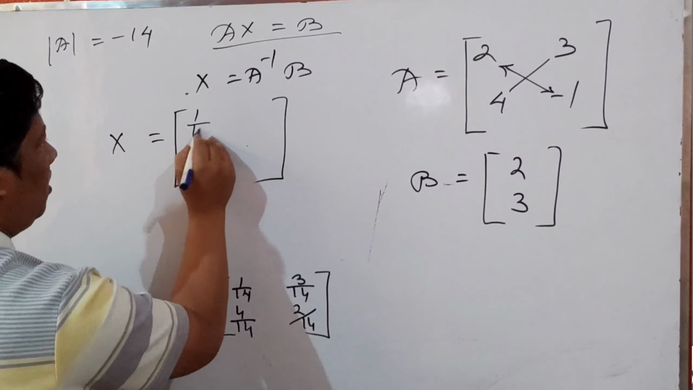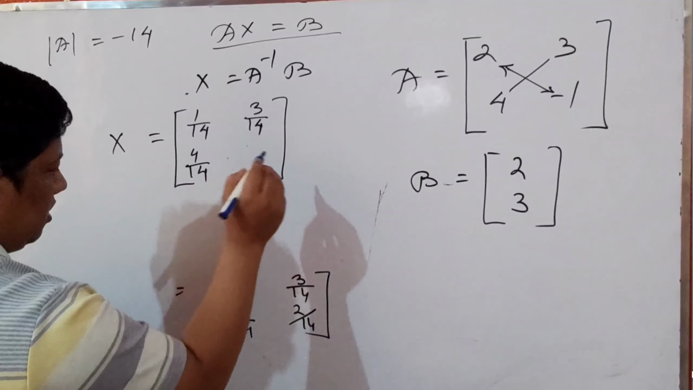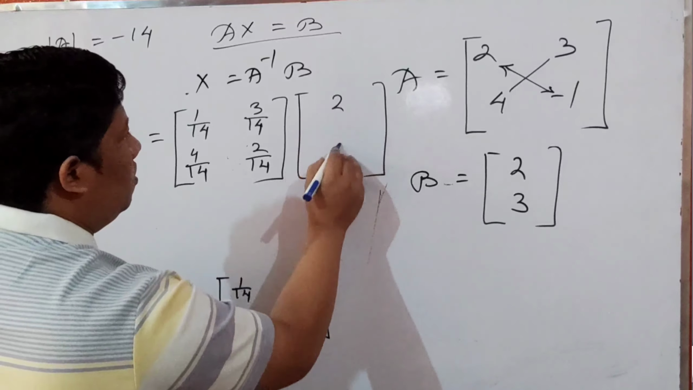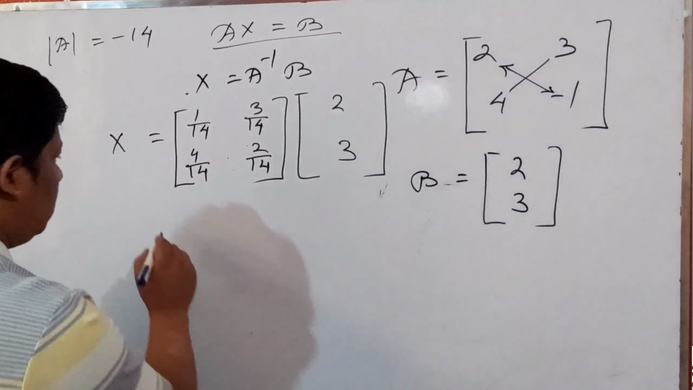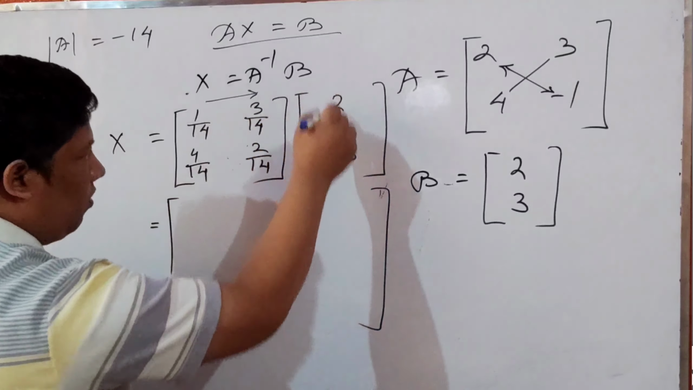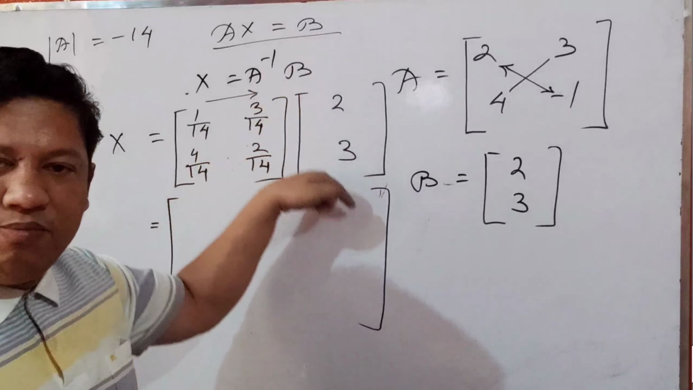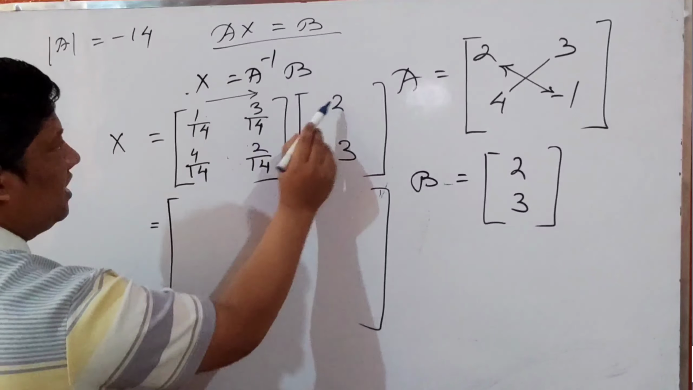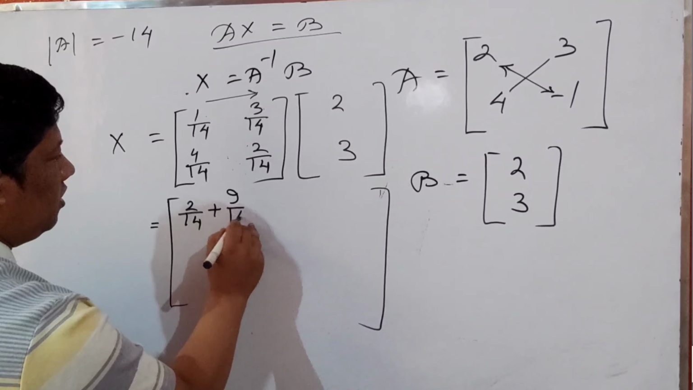A inverse means minus 1 upon 14, 3 upon 14, 4 upon 14, and 2 upon 14. And B equal to 2, 3. Now, what I am going to discuss here, you have to multiply this row by column, by product of determinants. If you multiply this row and column, then you get this number 2 upon 14, and these numbers you get how much? 9 upon 14.